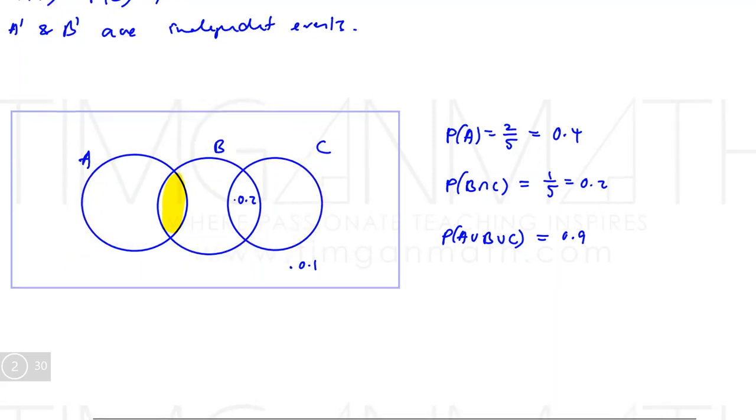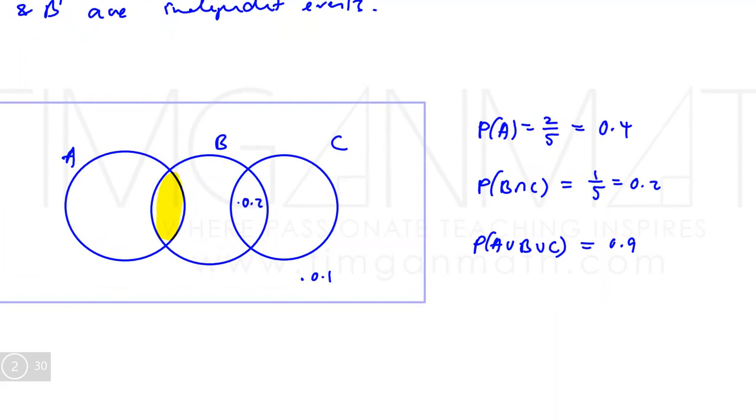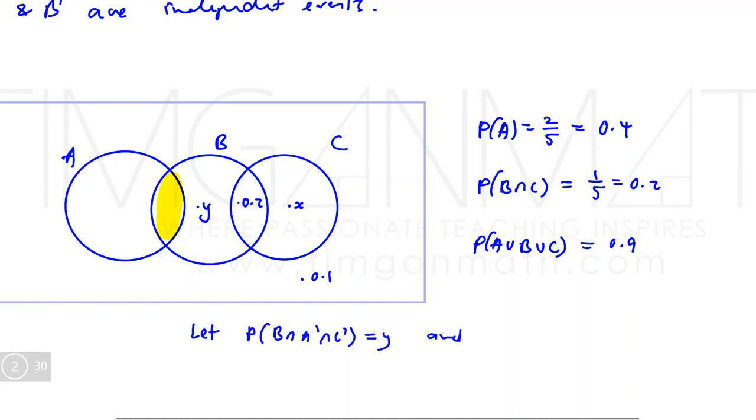So what we need now is finding, because A and B are independent events, technically there are many ways to label it, but I think the easiest way is to put this as x and put this as y. Let P(B intersect A prime intersect C prime) be y, and P(B prime intersect C) be x. Okay, so that's one.